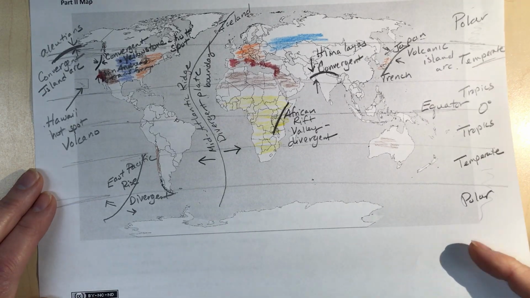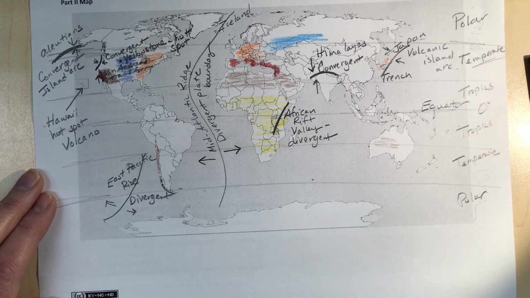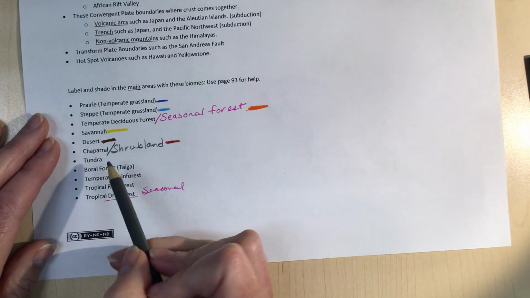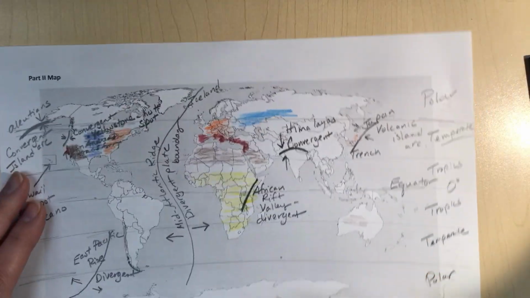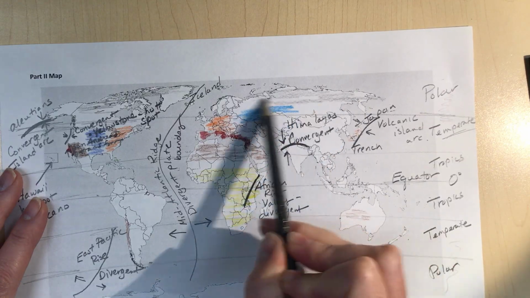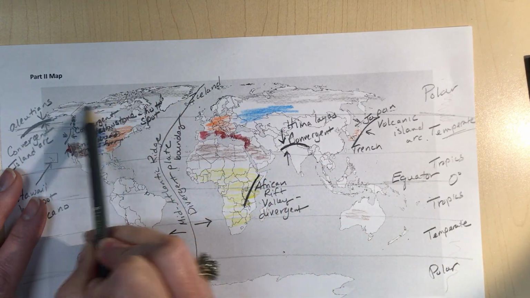Okay, next is tundra. I'm going to pick a cold color for tundra, which I already used my blues, so I guess I'll pick gray. So tundra here is way up here at the top. It's where Santa Claus lives. Way up here, you've got tundra, tundra, tundra.